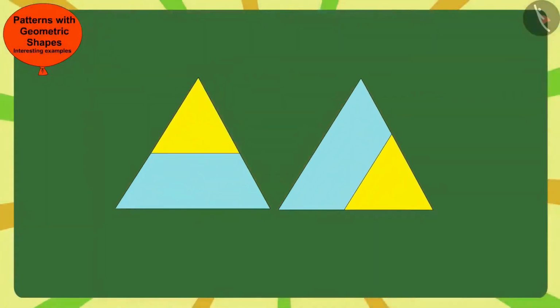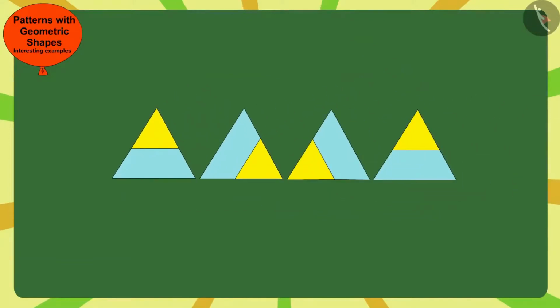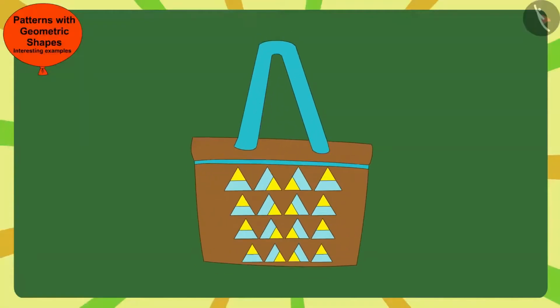Here, Gaggu has made this small triangle, made in the previous step, in the next corner of the big triangle in the clockwise direction. In this way, every time Gaggu made this pattern by moving this small triangle clockwise to the next corner of the big triangle. Like you, Bunny also found the rule of this pattern and completed the pattern on the bag.